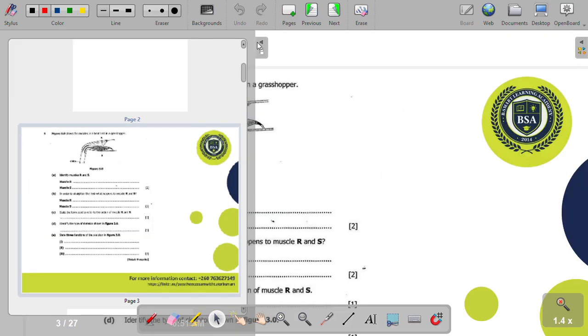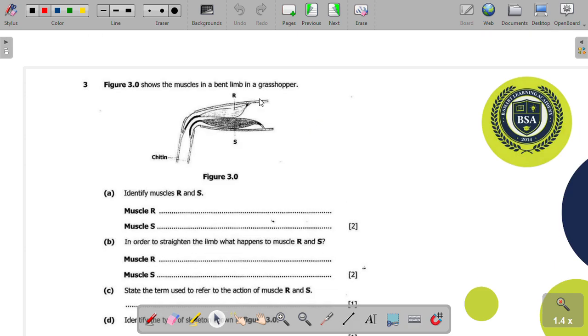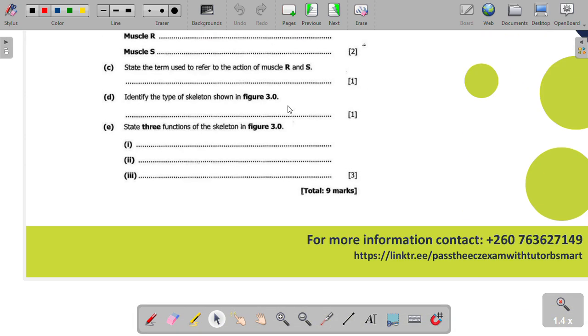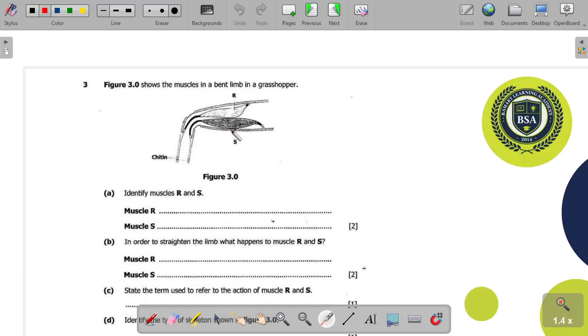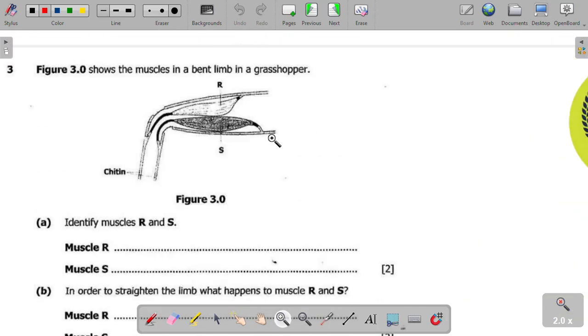Here is the question paper, an extract from an exam question paper. Okay, so let's get started. You are given 9 marks here, as you can see, and you're told to answer this question. So let's read the question. Let me just zoom it.